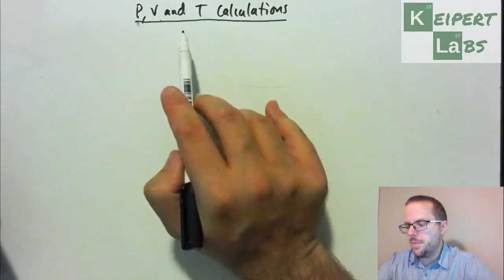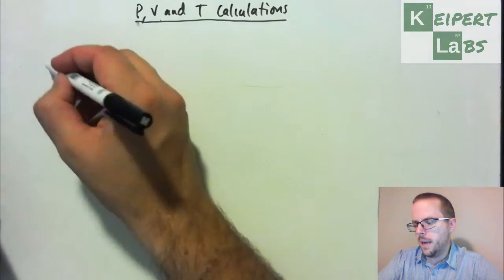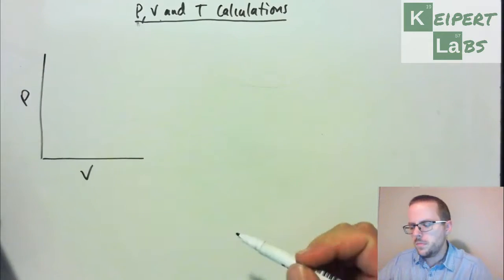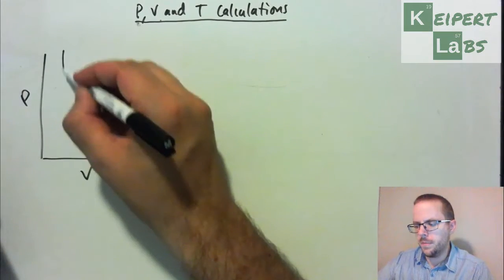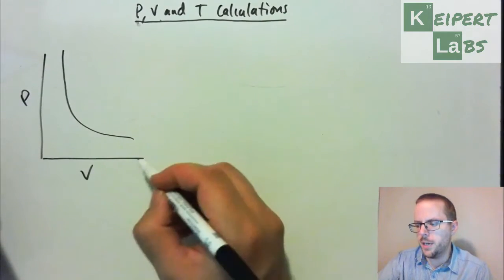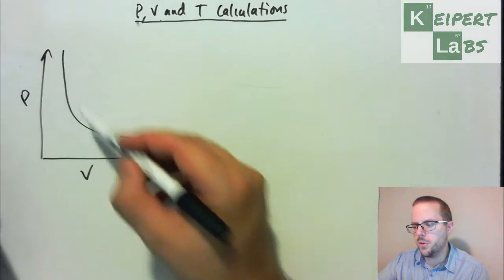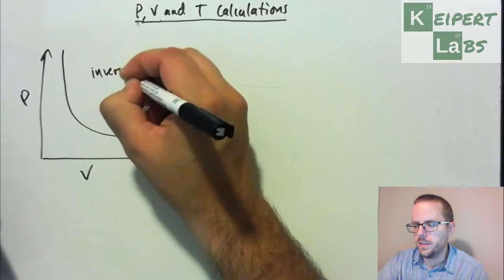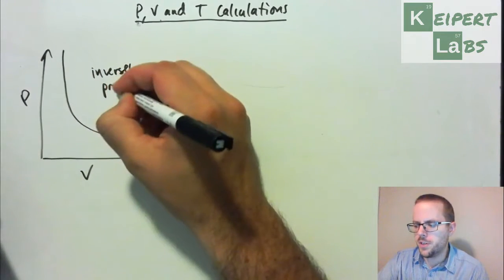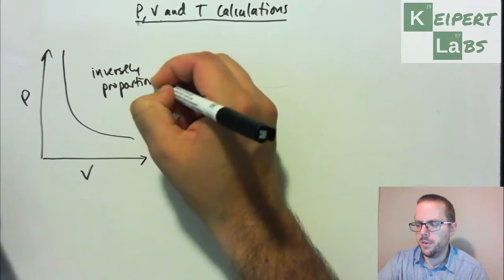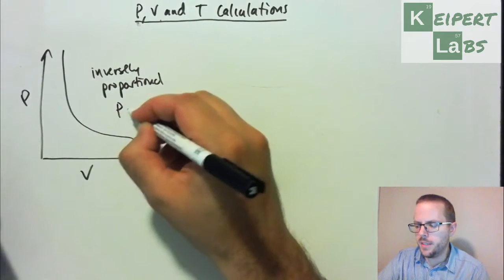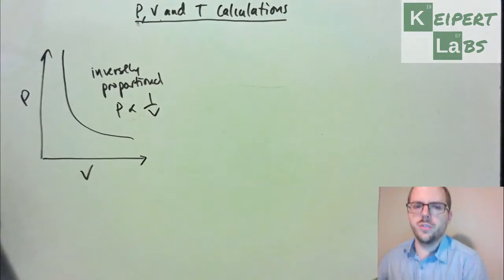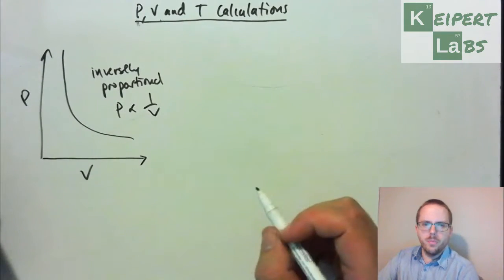Okay, so first of all let's have a little bit of a look at the graph of pressure versus volume. I'll remind ourselves of what that graph looked like. Okay, so we saw this sort of a relationship going on. Remember we talked about it being a hyperbola. We used the phrase inversely proportional to describe that kind of a curve, and mathematically we said that pressure is proportional to 1 over the volume.